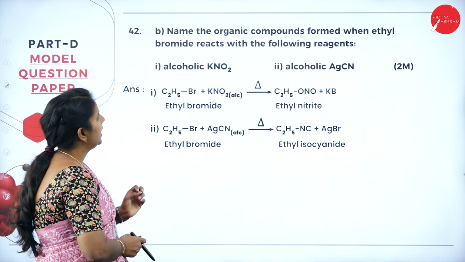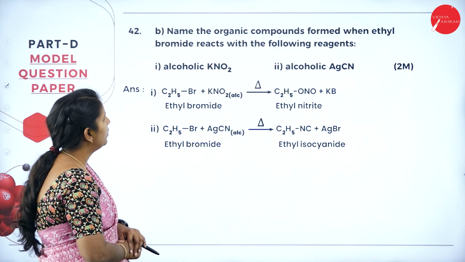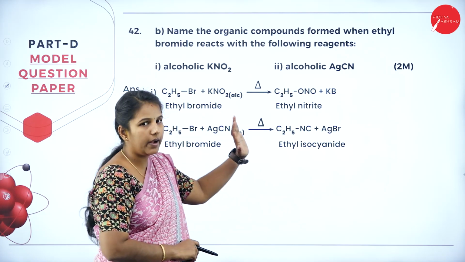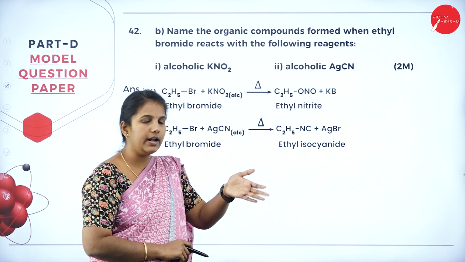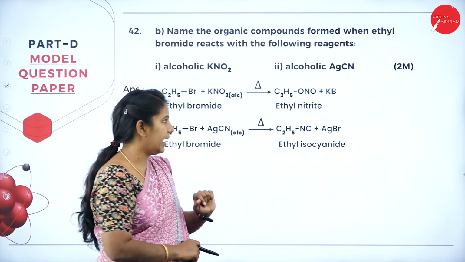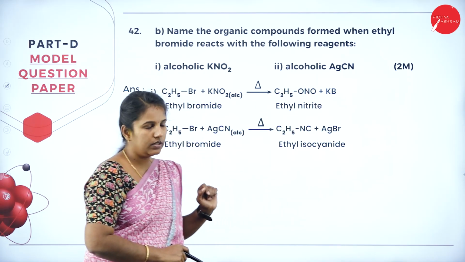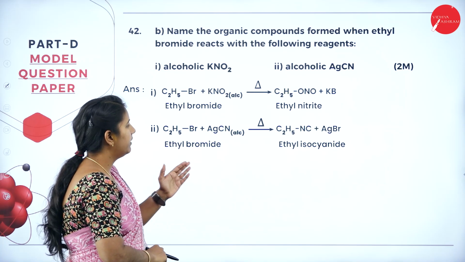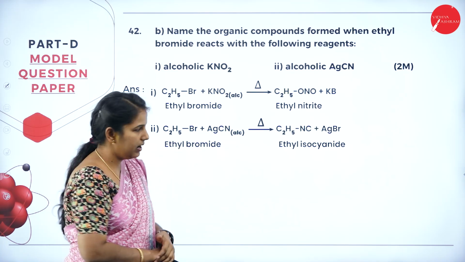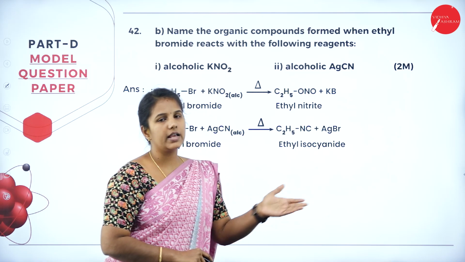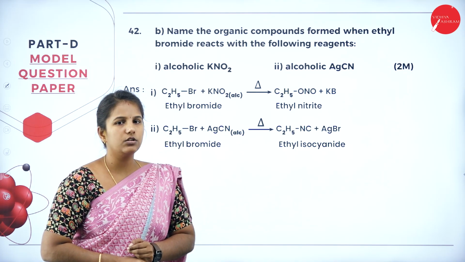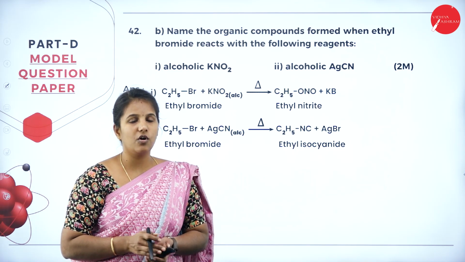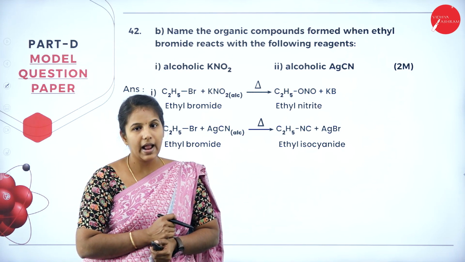Next question, name the organic compound formed when ethyl bromide reacts with the following reagents. When ethyl bromide reacts with potassium nitrite, it forms ethyl nitrite plus KBr. Next, when ethyl bromide reacts with silver cyanide, it forms ethyl isocyanide. Like this, any named reactions can be asked from the chemical properties of haloalkanes and haloarenes.